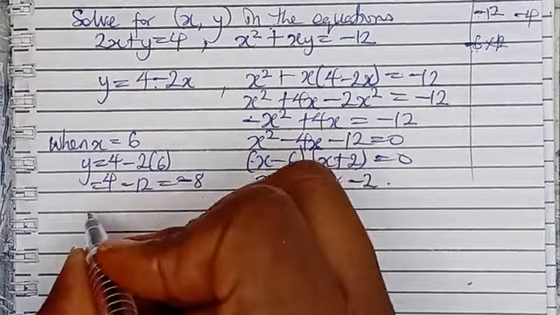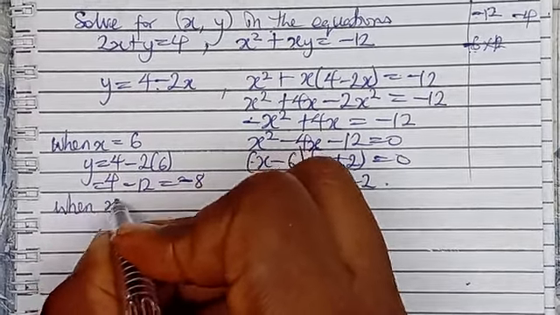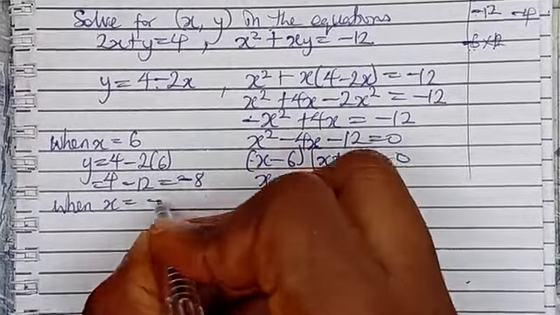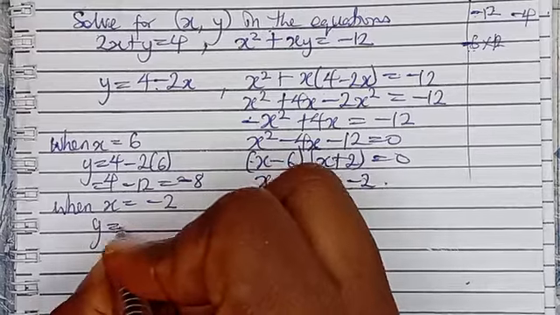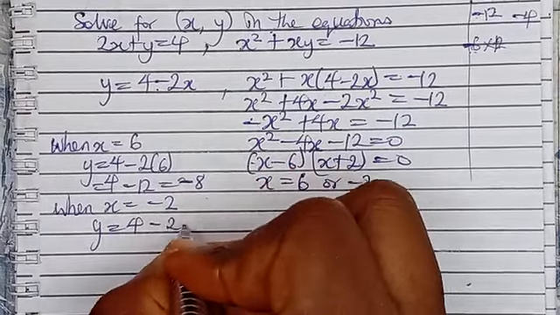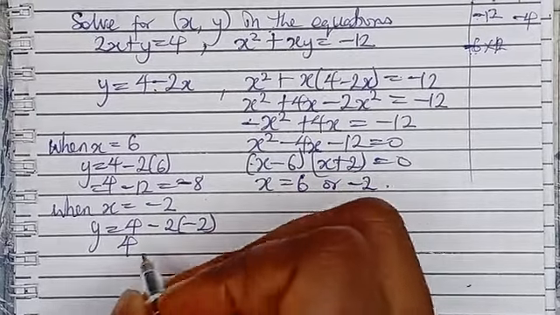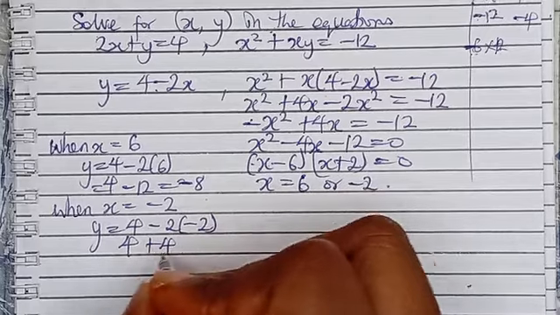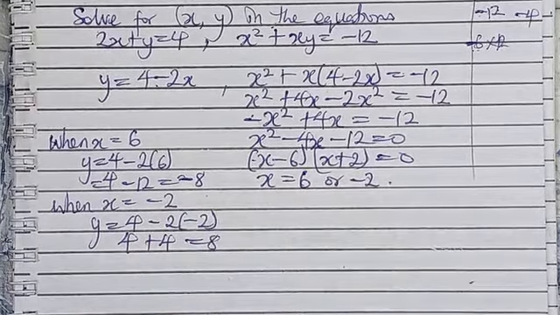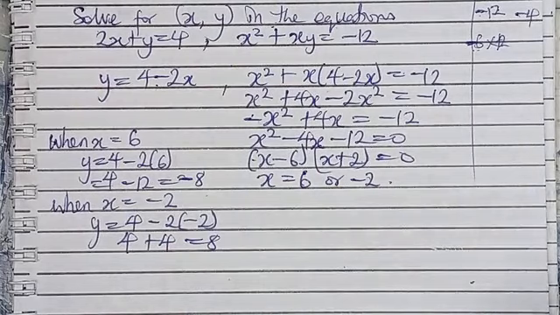Okay, the second condition, when x is equal to this other value, negative 2, we have that y is equal to 4 minus 2 into negative 2, and then 4 minus 2 times minus 2 is a plus 4. 4 plus 4 is equal to 8. So we found the values of x and y.